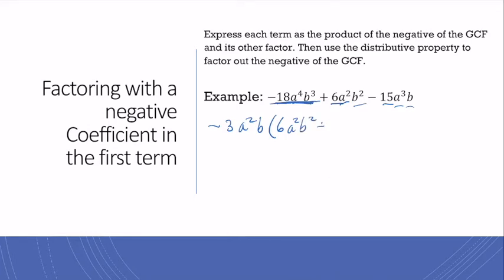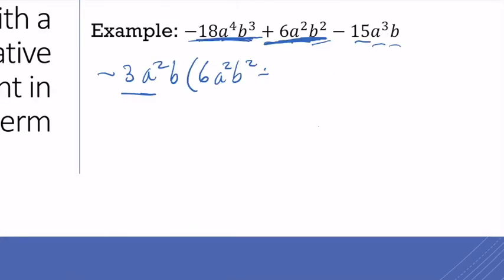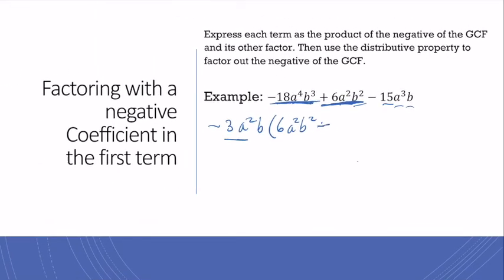And then what would I need to multiply negative 3a squared b by to get 6a squared b squared? Well, that's going to be negative 2b. Then over here, what do I multiply negative 3a squared b by to get negative 15a cubed b? Well, that's going to be a positive 5a. So I have fully factored this polynomial.